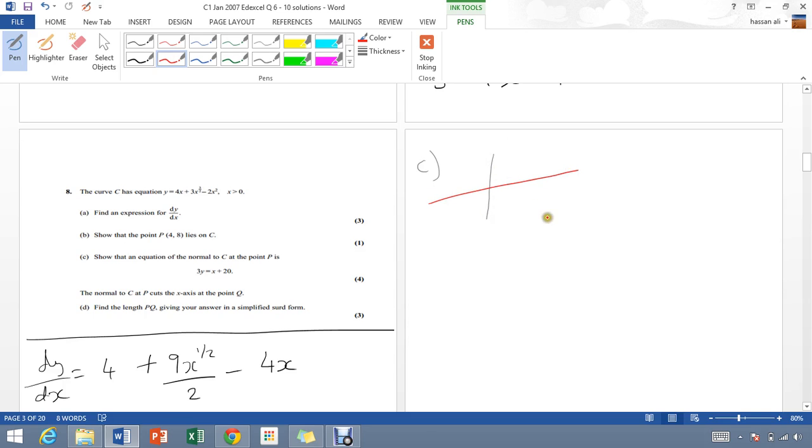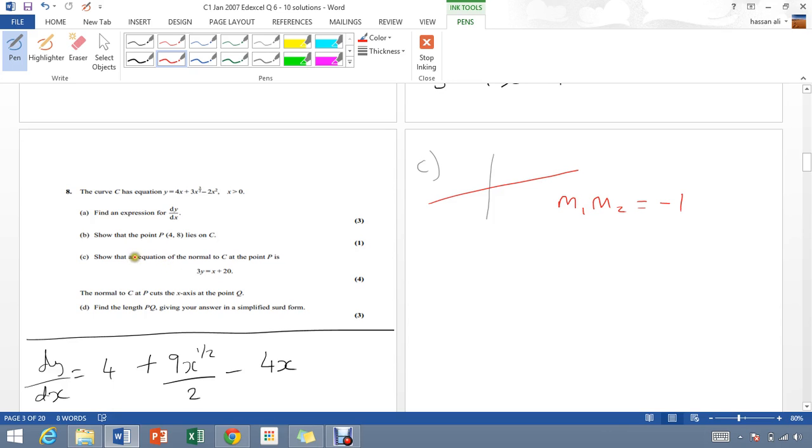So when we have the gradient of a normal, we could say that m1, the gradient of one of these lines, times m2, the product of them, is always equal to minus 1. So bear that in mind when we're answering this question.